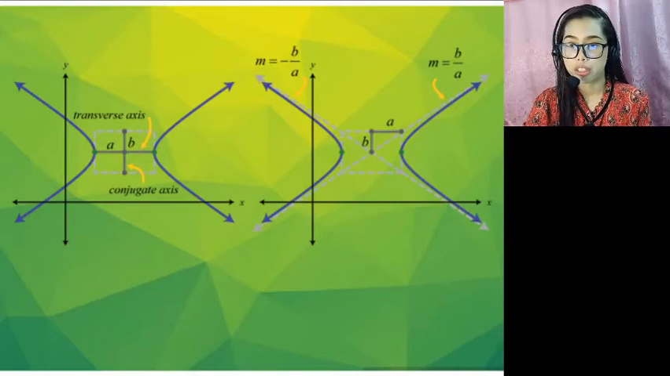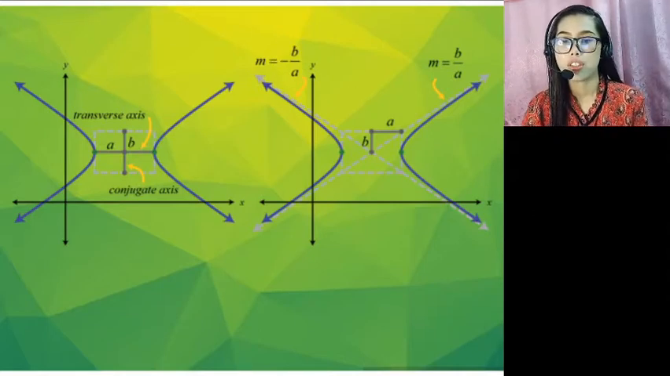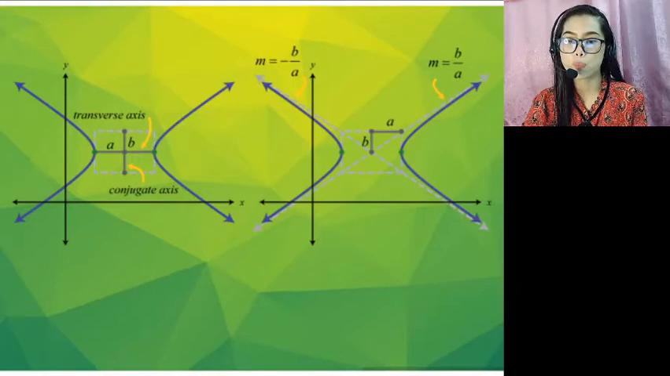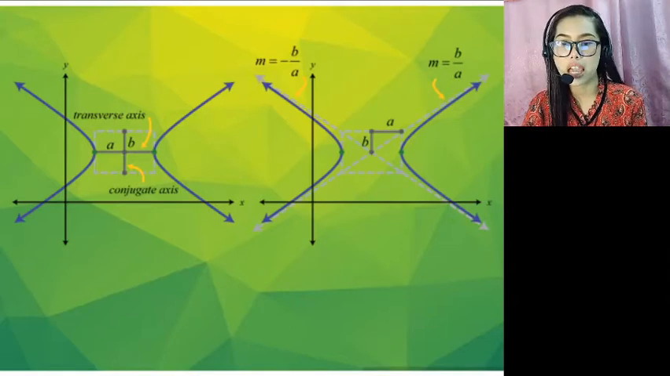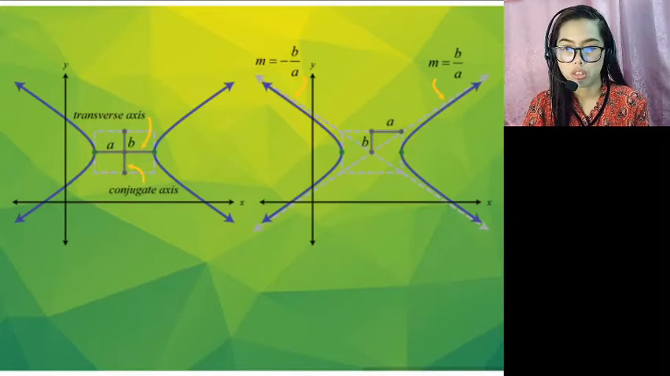Given the standard form, the asymptotes are lines passing through the center with the slope m equals positive or negative b over a. To easily sketch the asymptotes, we will use two special line segments through the center, using a and b, which come from the denominators in the equation.